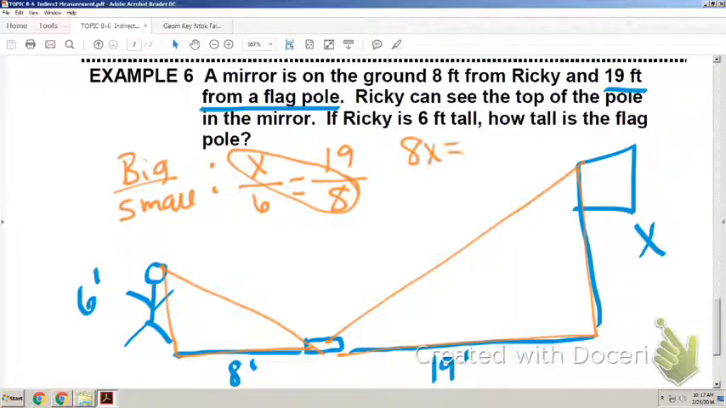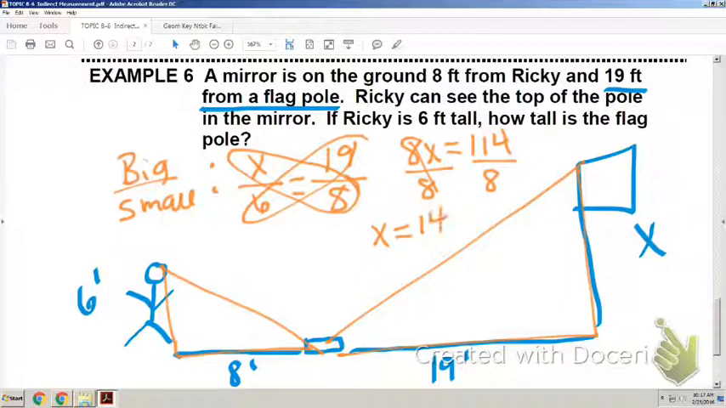So 8x equals 6 times 19, which is 114. Divide by 8. X equals 14.25. So that means the flagpole is 14.25 feet tall. There we go.